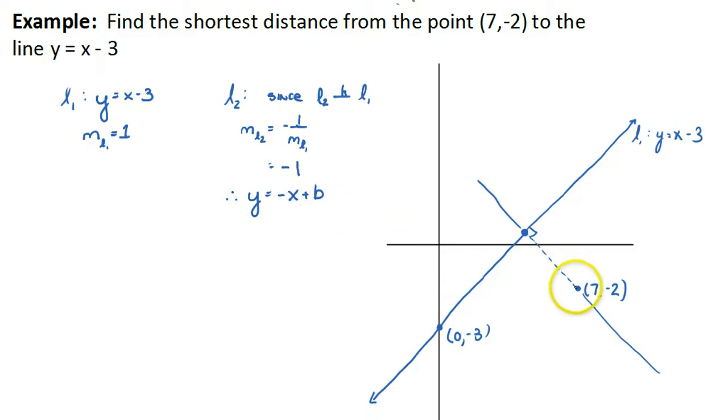So since (7, -2) is on the line, I can use some substitution there. -2 = -7 + b. And then what I'm going to do is rearrange that. So that's going to be 5 = b. And now I'm going to scratch my head for a second here and ask myself, does this make sense? That's very important.